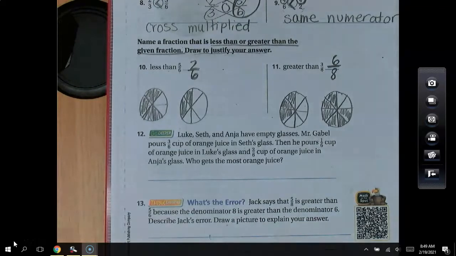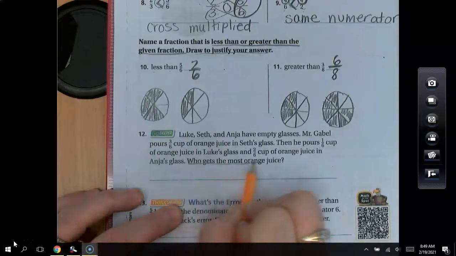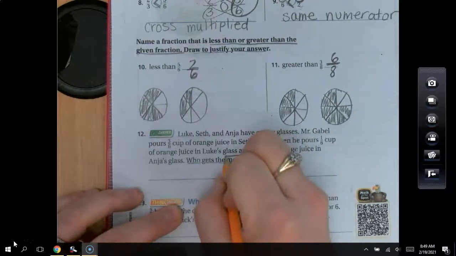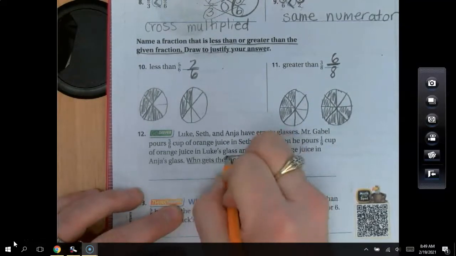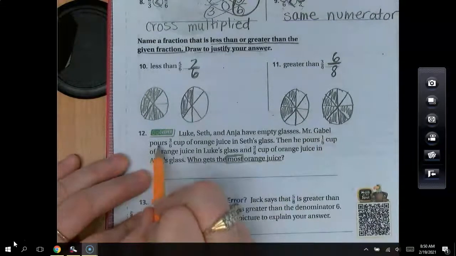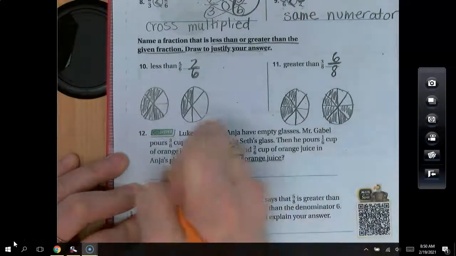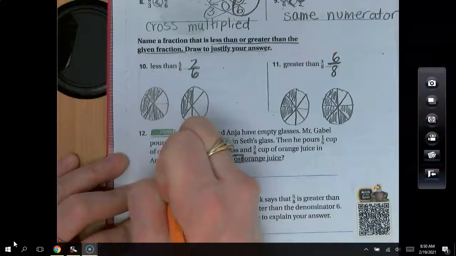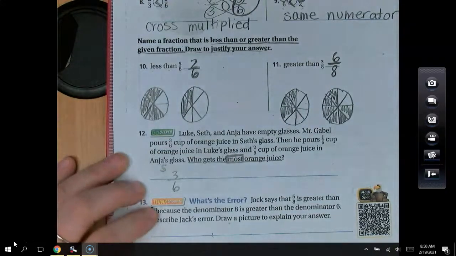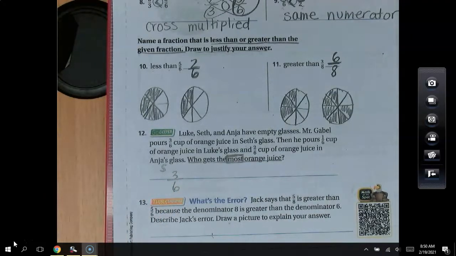Okay, that's a lot of information, okay? First of all, the question that they want us to answer is who gets the most orange juice, okay? So I'm going to have to answer with a name because it's saying who, and I need to find who gets the most, who's going to have the bigger glass of orange juice, okay? So organize the way you set it up. So the first one, Mr. Gable pours 3/6 cup of orange juice in Seth's glass. So I'm going to write 3/6, and I'm going to put an S by 3/6 for Seth, okay? You can write out the name Seth, or you can just put an S. Either way, it will help you stay organized if you do it this way.